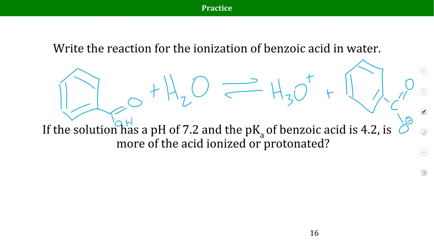And I bring that up mostly because everybody's heard of benzoate before, right? It's a preservative. It's in like every packaged food. It is fairly harmless. And it dissolves in water pretty well because it's got a negative charge. So let's say we take benzoic acid and we put it into a solution. And after we add the benzoic acid and get it to dissolve, the solution has a pH of 7.2. The pKa of benzoic acid is 4.2. Which form is more common at a pH of 7.2? The protonated or deprotonated form?